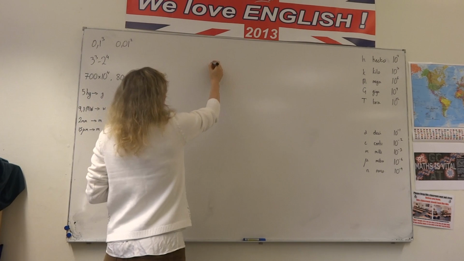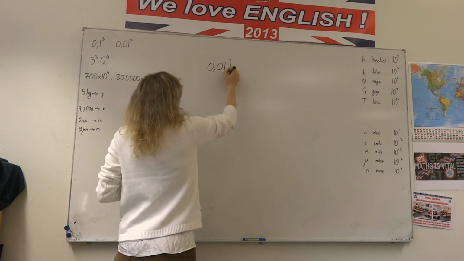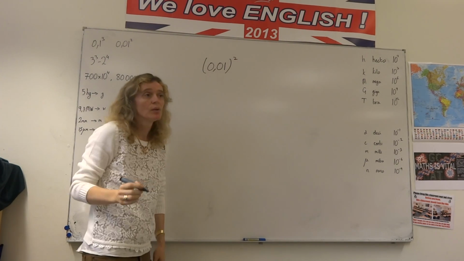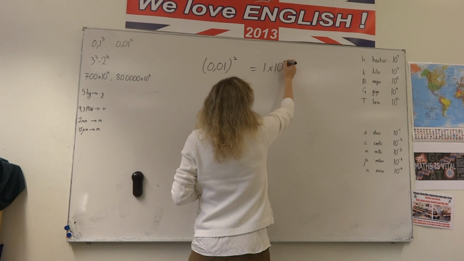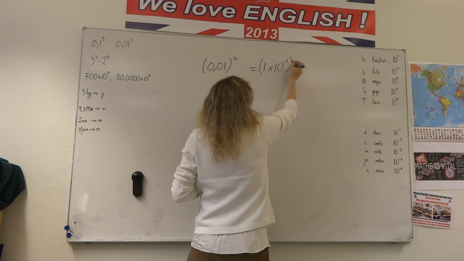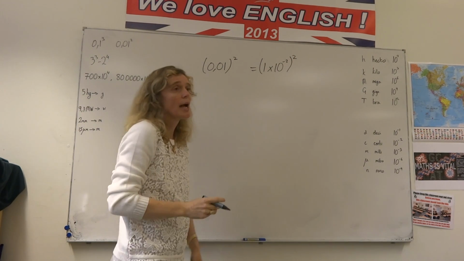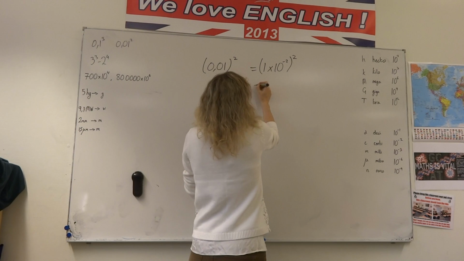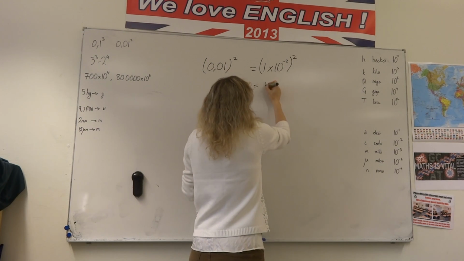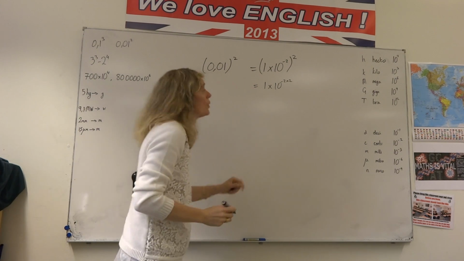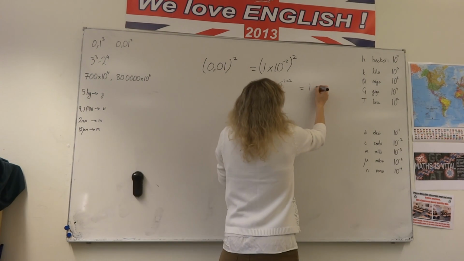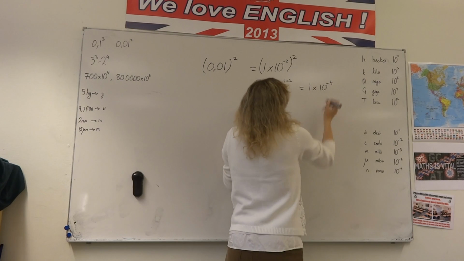What about 0.01 squared then? Well, in scientific notation, that would be 1 times 10 to the minus 2, and we're trying to square the number. I know that when I'm squaring the number, I can use the skill of 1 times 10 to the minus 2 times 2, which will give me 1 times 10 to the minus 4.